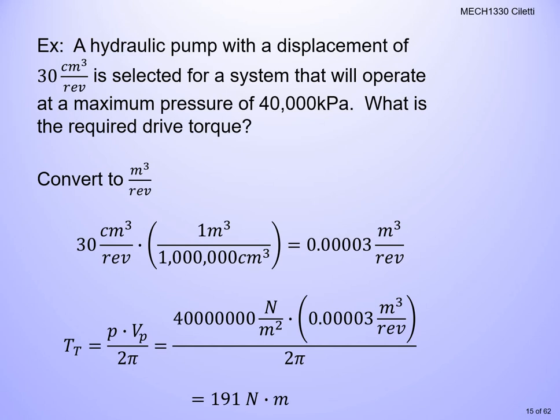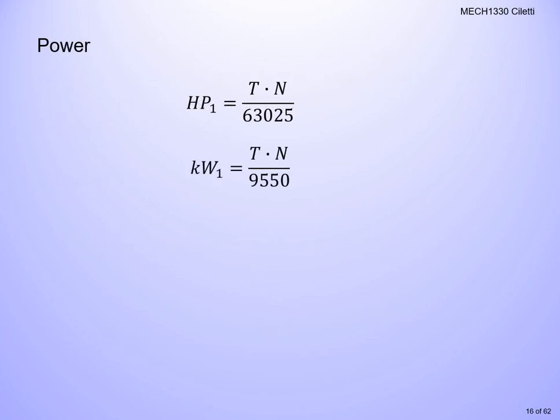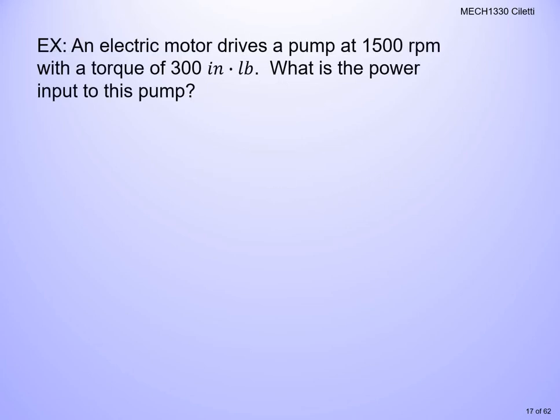Doing this in metric. Now power, remember, we even talked about this in chapter 2. Horsepower is torque times speed divided by 63,025. And kilowatts is torque times speed in RPM divided by 9,550 if we are doing metric. So we're going to apply those equations here.